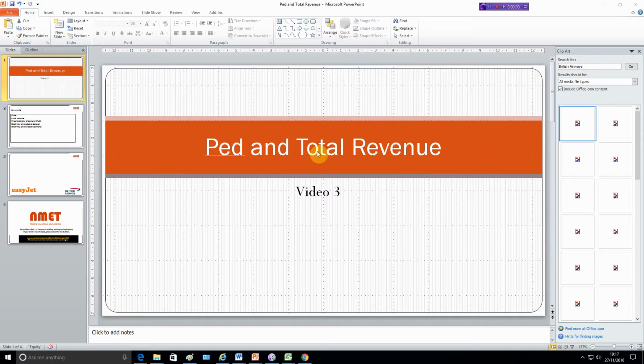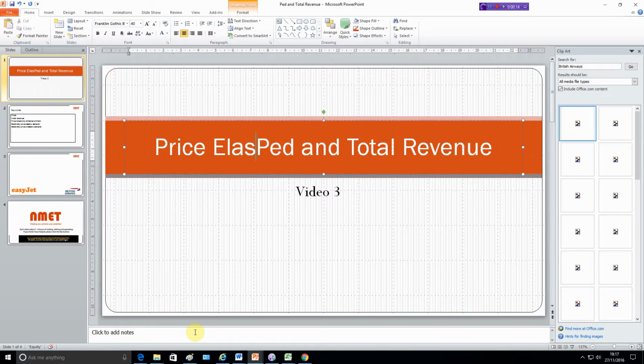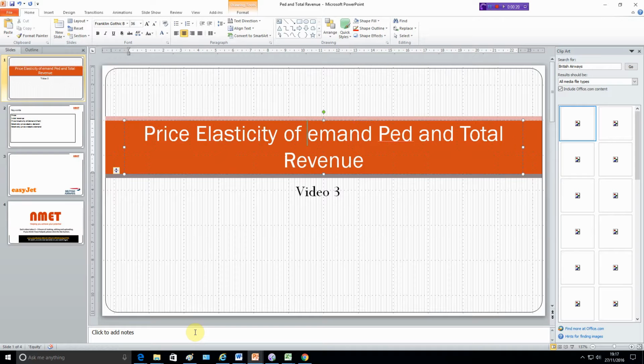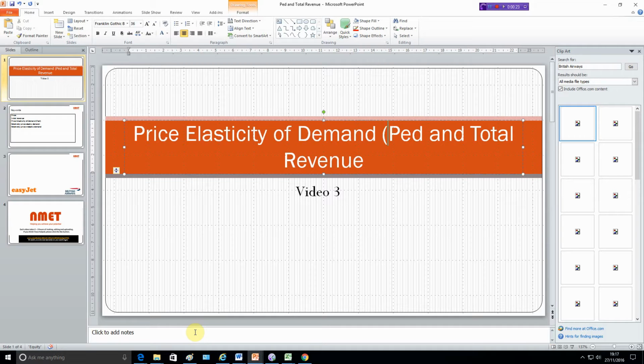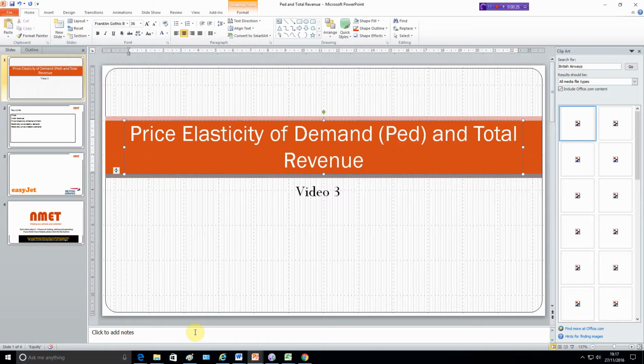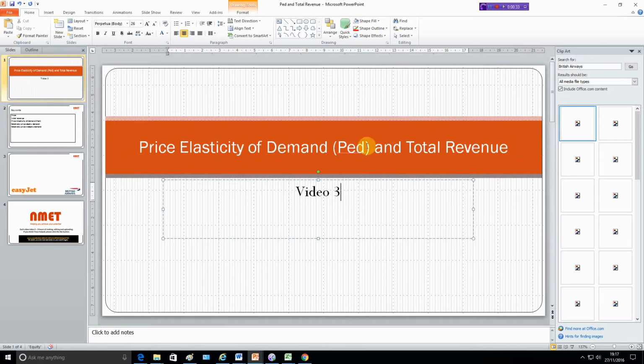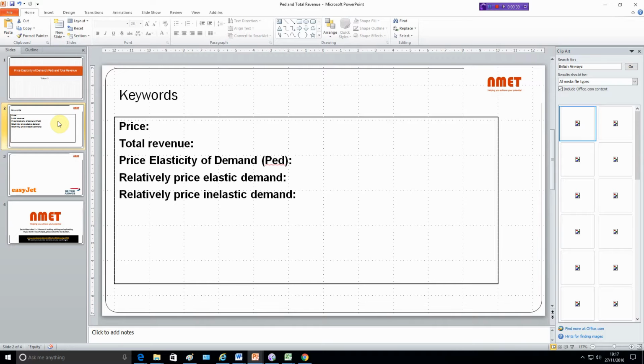Before we start considering the price elasticity of demand, let me put that down over here. Yes, PED and total revenue, and how firms use them to improve their total revenue. To understand this, first we need to understand what price is.